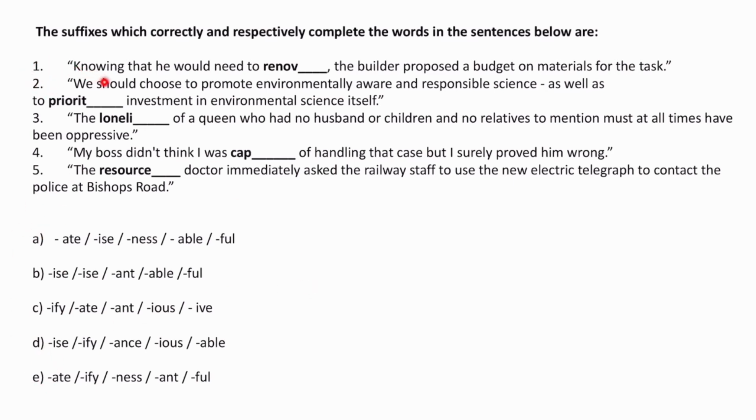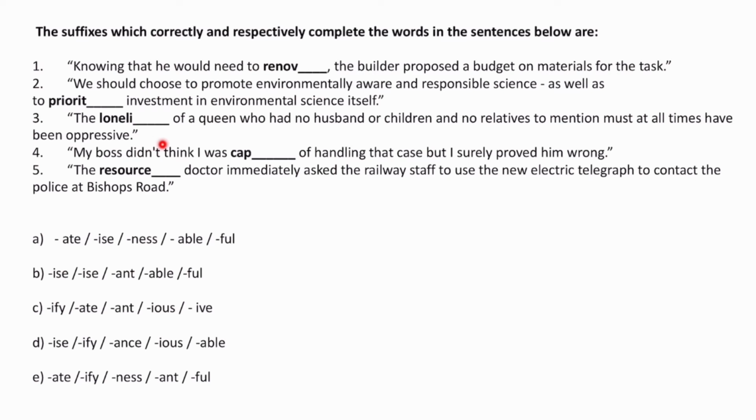Okay, so 2. We should choose to promote environmentally aware and responsible science, as well as to investment in environmental science itself. So here we need to do something again. So we need a verb. But we already know by context that the only one that fits is prioritize. So we already know that's A, but again, I'm just going to keep going to confirm it. 3. The loneliness, it's a pretty common expression, loneliness, of a queen who had no husband or children and no relatives to mention must at all times have been oppressive.